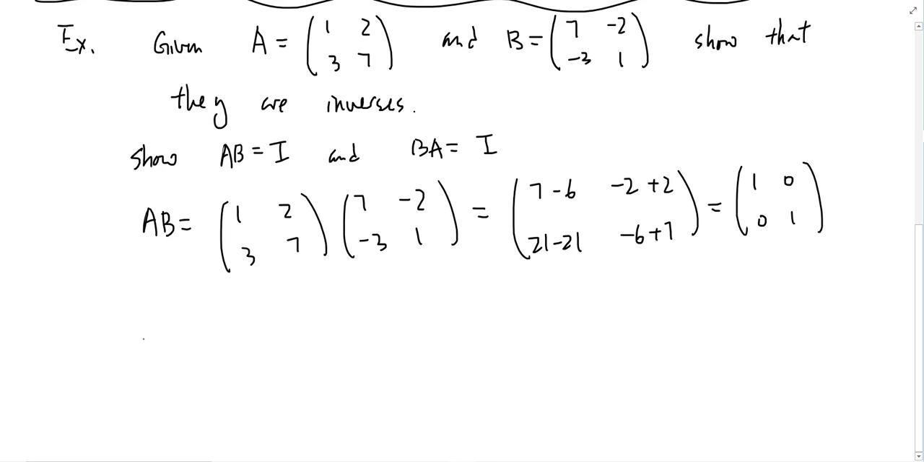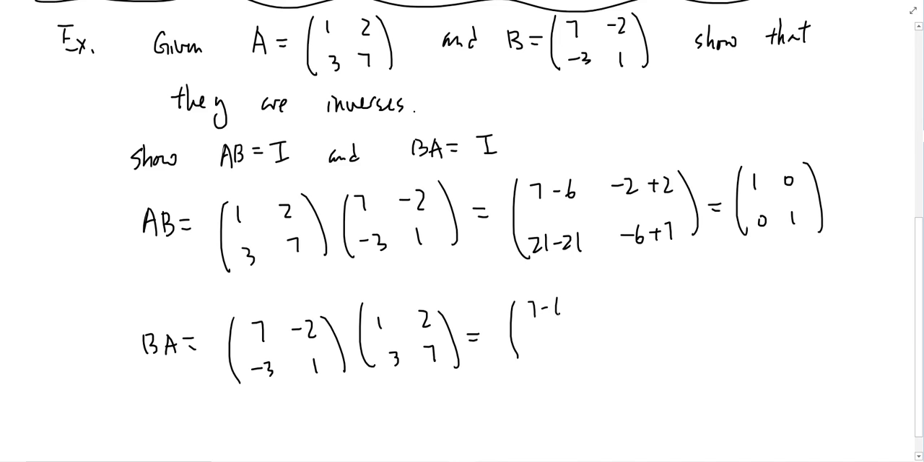There you go. Now if I do B times A, so we go for it: 7, negative 2, negative 3, 1, multiplied by 1, 2, 3, 7. So therefore it will be, once again, 7 minus 6.